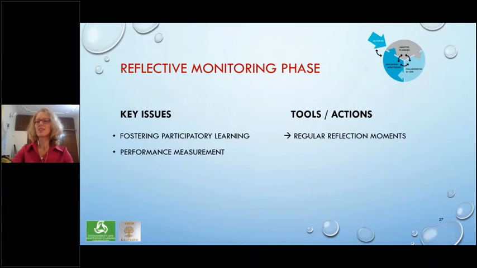And again, the facilitators have an important role to play. These learning processes should actually be regular parts of your meetings. You can have regular reflection moments in the different meetings that you have, or different stages of your process. Apart from that, a performance measurement tool may be useful, which is more formal, a monitoring and evaluation framework.